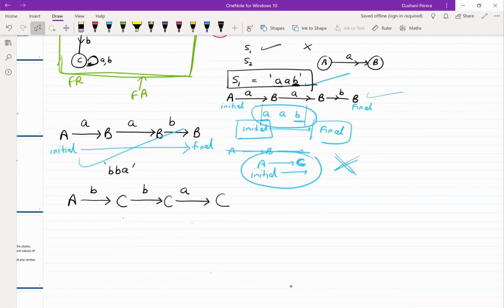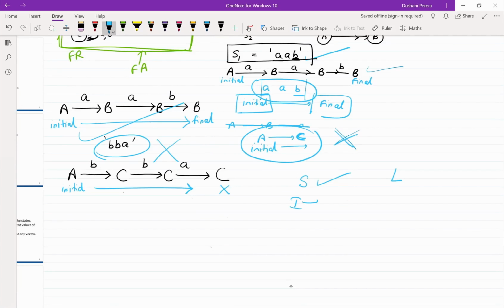So I started at the initial state, that is fine, but this is not my final state. Therefore, this string does not take me from the initial to the final state. Because of that, I say that this string is not accepted by this finite automata or the language. Okay, so we say that a string is accepted by a language if upon scanning the entire string, I can go from the initial state to the final state of the finite automata.